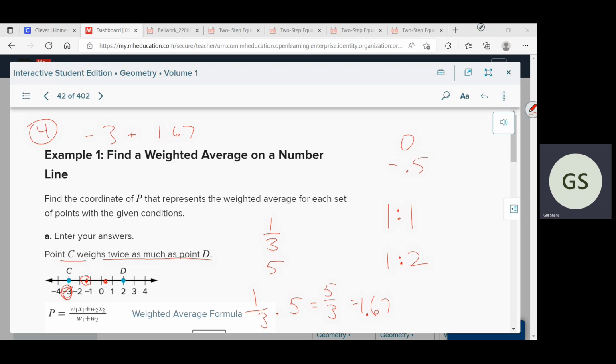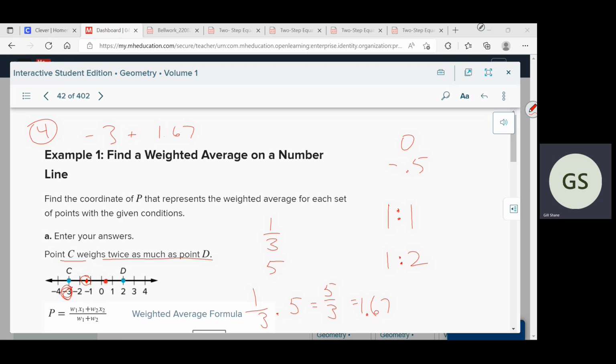So that's one way you can do it. And we're going to get into some harder problems where you won't be able to even do it that way. You'll have to use the formula, because sometimes there are 3 points and you have to take into account all 3 points. And we can't really do that with partitioning.